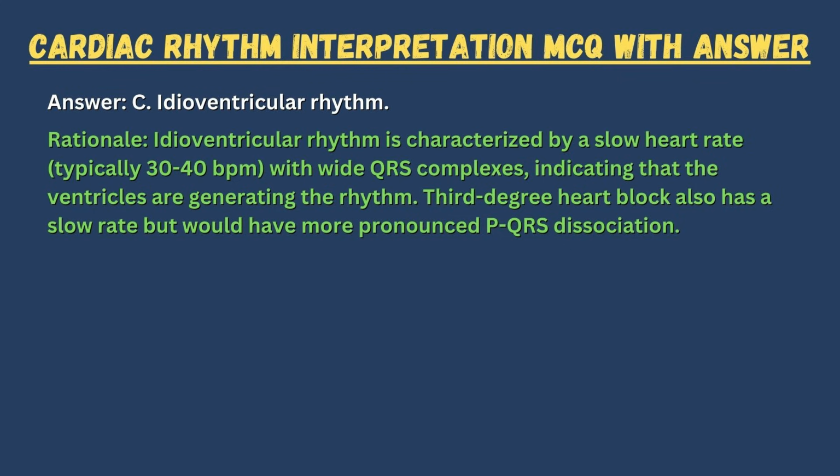Answer: C. Idioventricular rhythm. Rationale: idioventricular rhythm is characterized by a slow heart rate, typically 30 to 40 BPM, with wide QRS complexes, indicating that the ventricles are generating the rhythm. Third-degree heart block also has a slow rate, but would have more pronounced PQRS dissociation.